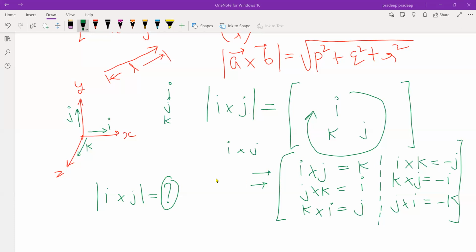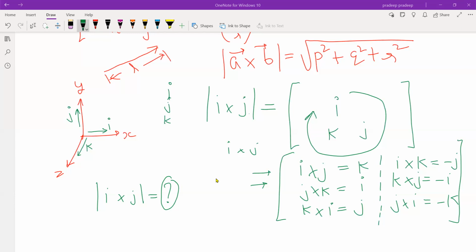In which part? When you do i cross j, you said that it equals k, and then you say i cross k. See, if you remember the right hand rule, the results you are seeing here, all these six expressions, are derived from the right hand rule. If I take i as my first vector and j as my second vector, use the right hand rule and see where the thumb is pointing. That way we have derived all these expressions.